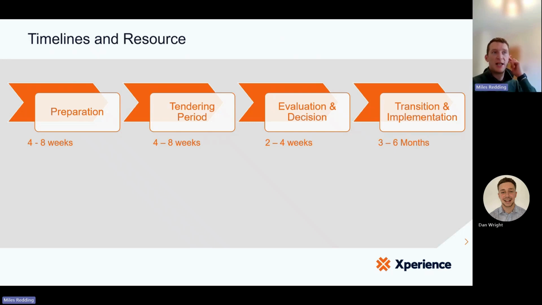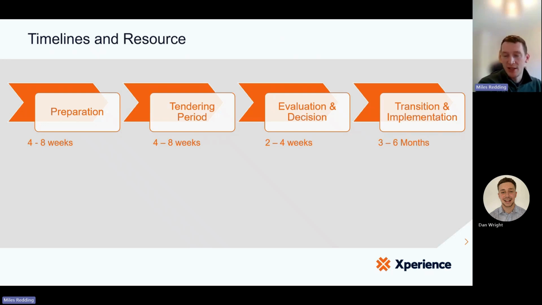Then there might actually be a clarification phase. So another 2 weeks or so, whereby you go back and clarify any ambiguity or unknown or uncertain areas of those bidders' proposals. So I've listed on there it's 4 to 8 weeks. I would say it's a minimum of 4 weeks to run that process and no more than 8 weeks, factoring those elements that I've just discussed.